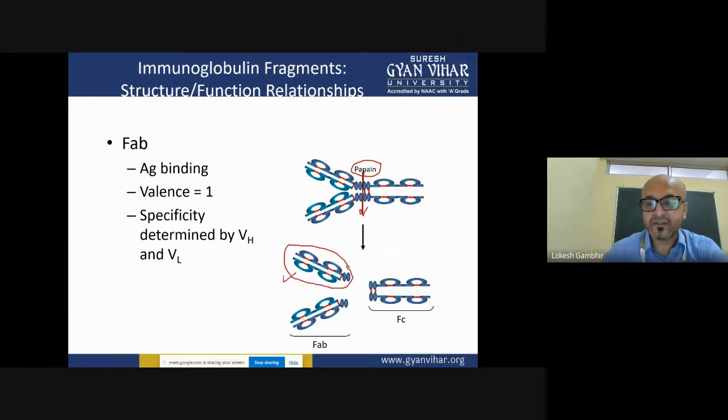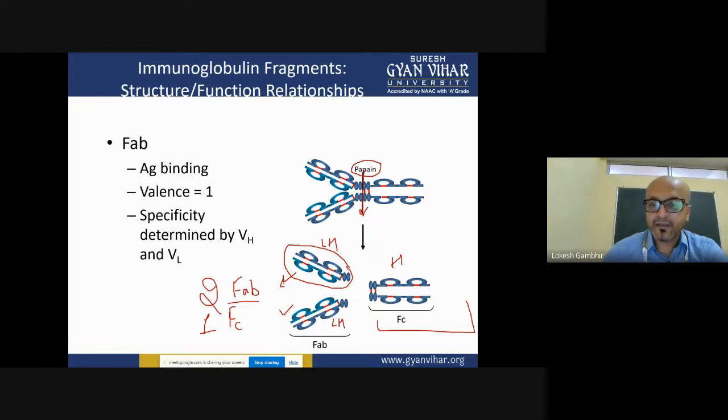Now this single region is called Fab, fragment of antigen binding. So there will be two Fab fragments and one fragment which is constant. Papain has cut the immunoglobulin in such a manner that it is releasing two molecules of Fab and one molecule of fragment constant. The Fc will be completely heavy chain. Each Fab will be light and heavy chain. That you should always remember.